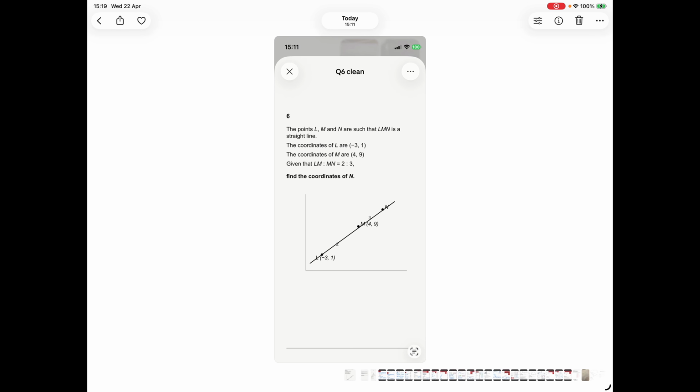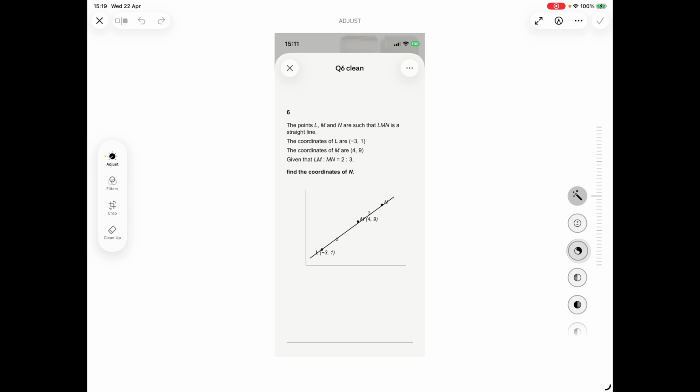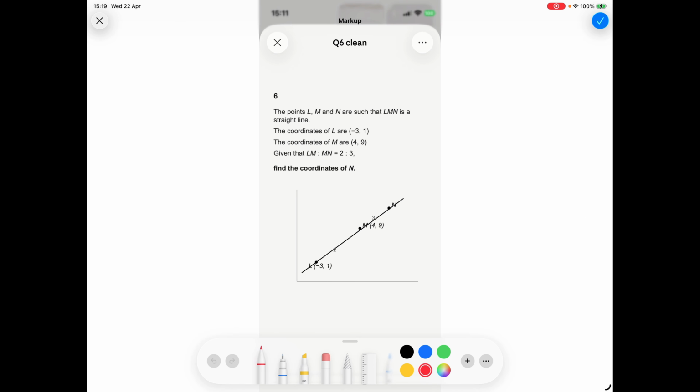I thought, and this might be a bit annoying, I would do these points here. There are other things that have been sent to me by my godson. The points L, M, and N are such that L, M, and N is in a straight line. The coordinates of L are -3, 1. The coordinates of M are 4, 9.